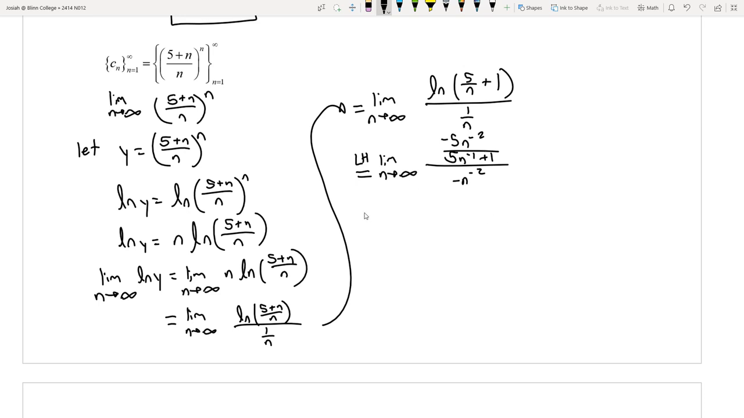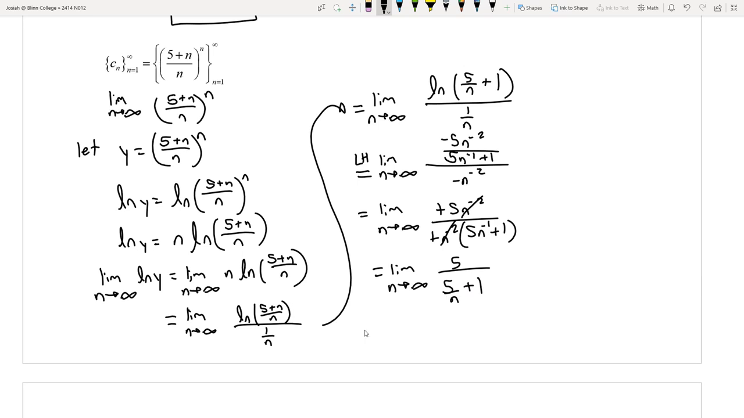All right. And so we've got some nice kind of cancellation that can happen here. If we maybe rearrange a little bit, negative 5n to the negative second, over negative n to the negative second, times our denominator here. And so the negatives cancel, the n to the negative seconds cancel. So we get the limit as n tends to infinity of 5 over n plus 1. Now we can apply this limit. This guy goes to 0, so we got 5.